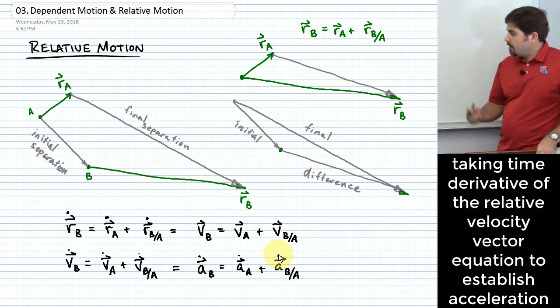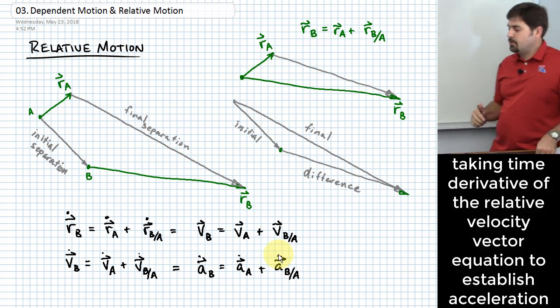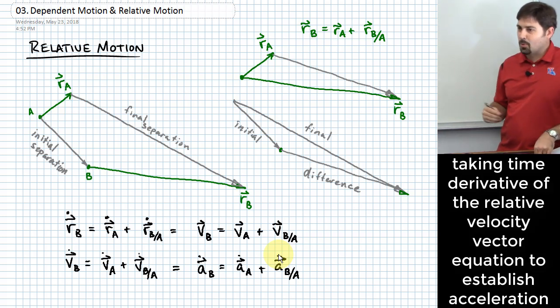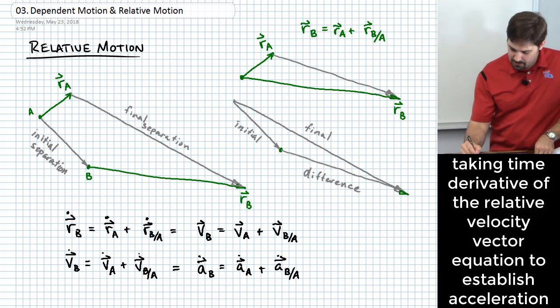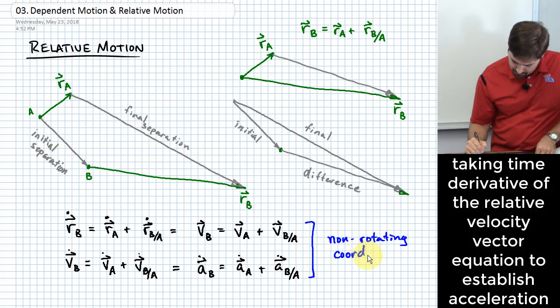Again, these are all valid while we do not have rotating coordinate systems. That's one of the things that we've specified. This is for non-rotating coordinate systems.